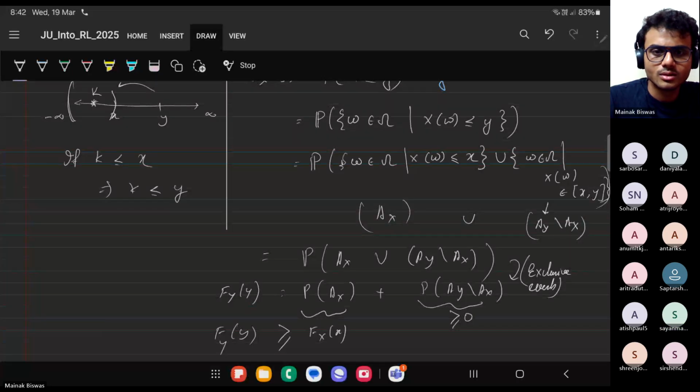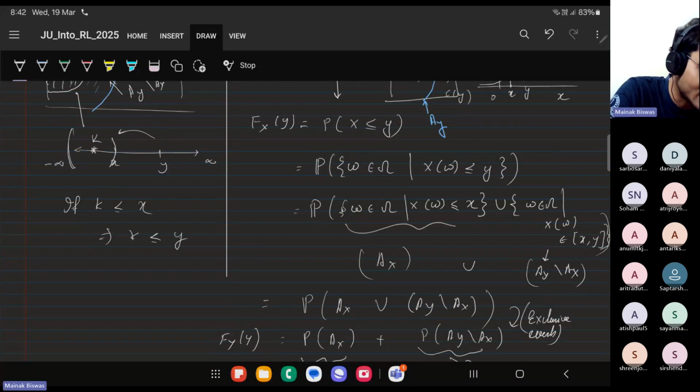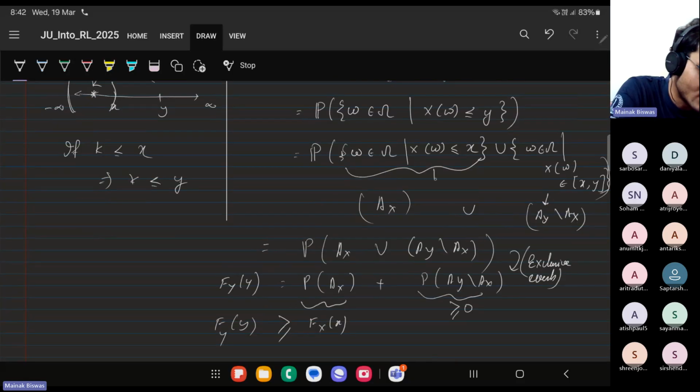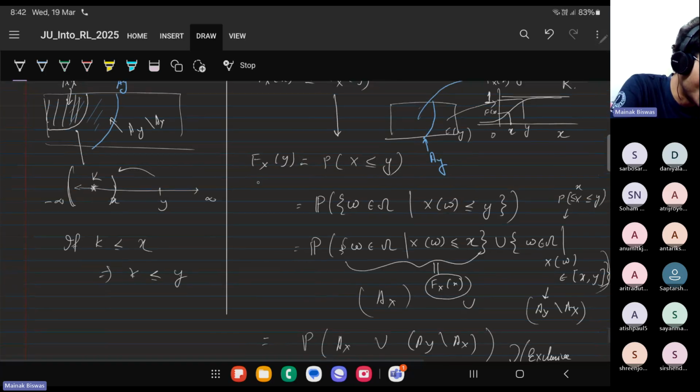X is common for both cases. Yes, x is common for both cases, and you have an extra set between x and y, right? Yes, sir. So this means that's what I wrote. So this is all the set. This a of x is nothing but fx of x, and this is the extra set, that is probability between x and y. You are absolutely right. You could also have written it like this, as you are saying.